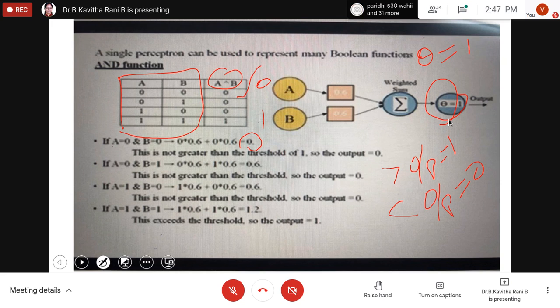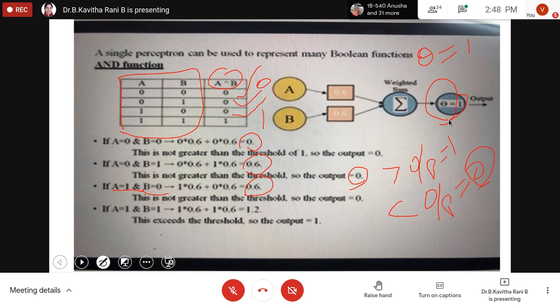The second is 0 and 1. Here we are getting 0.6, and 0.6 is less than 1, so the output will be 0 here. This is also correct. The predicted one and expected one are the same. In the same way, if A is equal to 1 and B is equal to 0, we get the value 0.6. This is also less than 1, so the output will be 0. It is also correct.